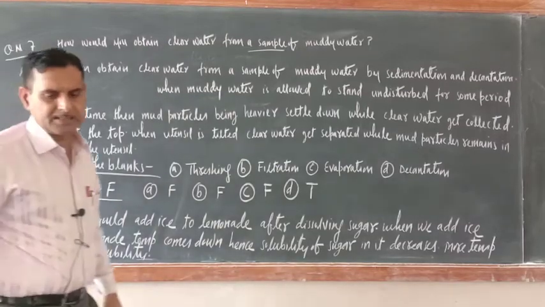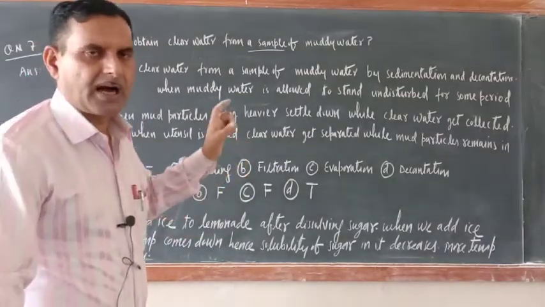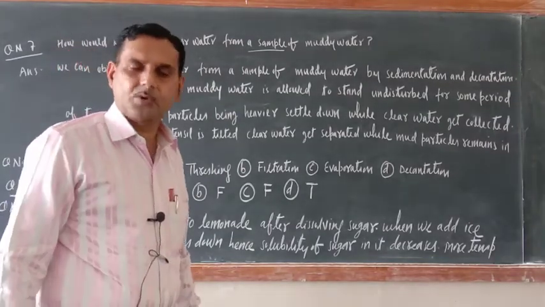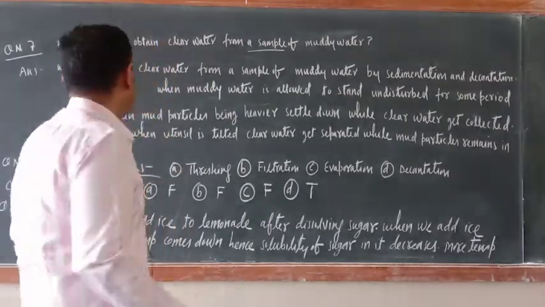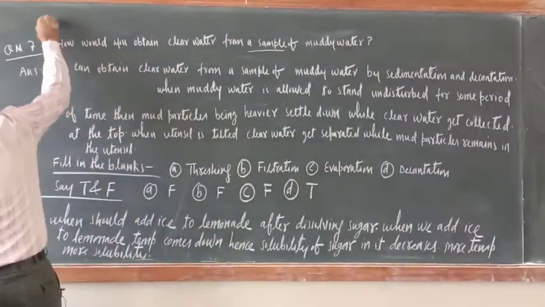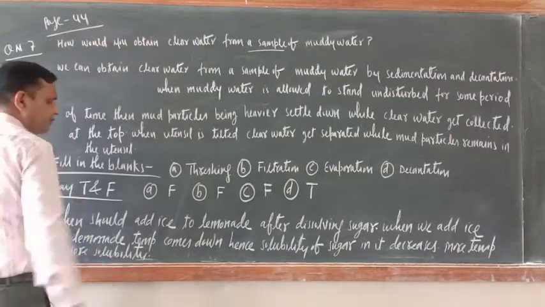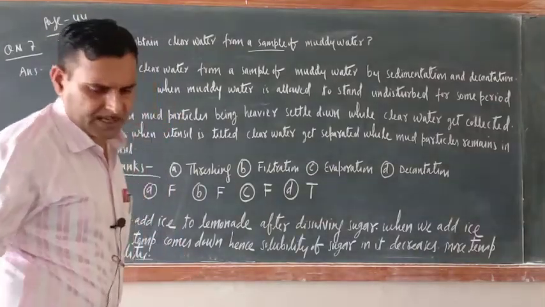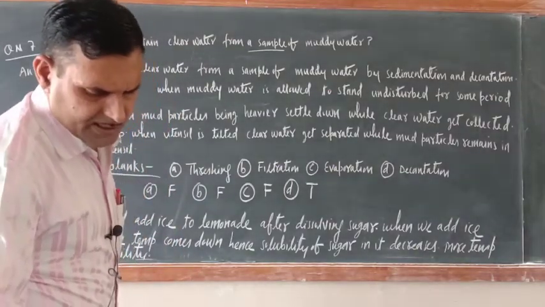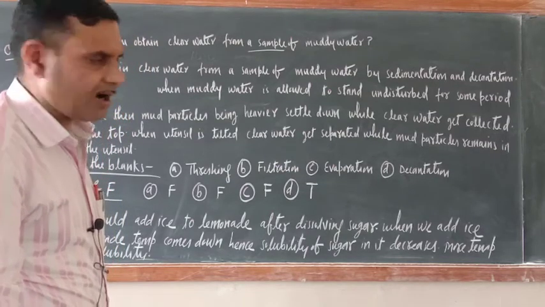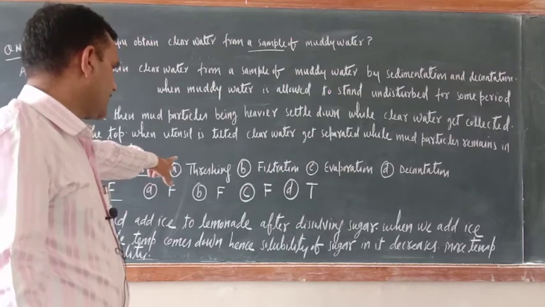Now fill in the blanks are there. Don't worry, at the end I will flash the photo of your NCERT book exercise. This is page number 44 of the NCERT book. As far as the fill in the blanks is concerned, the first one is: the method of separating seeds of paddy from its stalk is called threshing. I wrote here threshing.